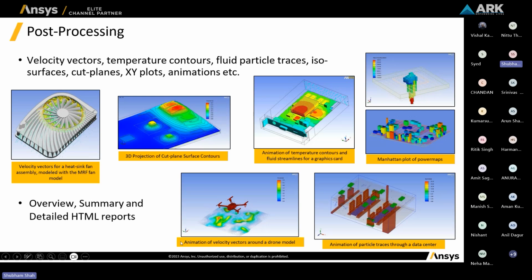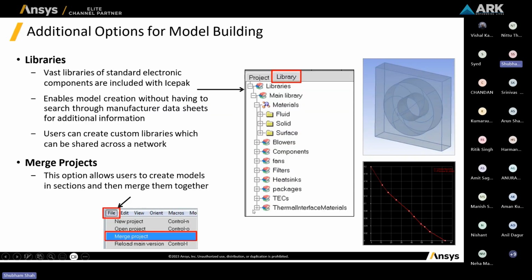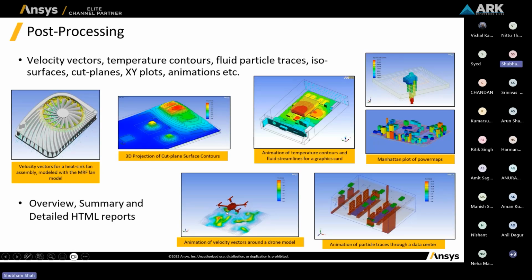Now, coming towards the photo behind, here the drone is there. This is the animation of the velocity vectors around the drone model, showing how your velocity is behaving on the surface when your drone is lifting up. So this is how the air will behave, and how circulation and recirculation in the nearby zones will take place. These are some few examples of post processing.